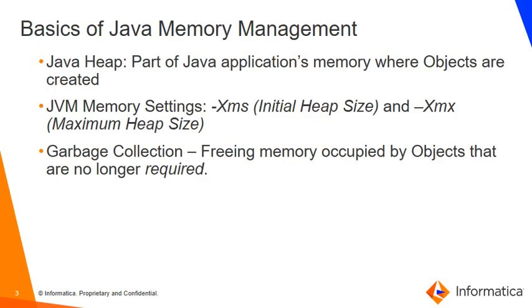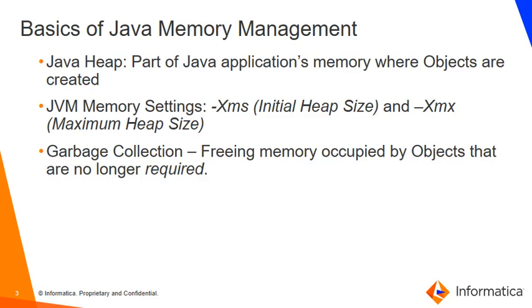So first, some basics of the Java memory management module. The memory occupied by a Java process can be divided into different areas. The part where objects created by the Java program reside is called the object heap or simply heap. The size of heap can grow or shrink during the runtime of the Java program.